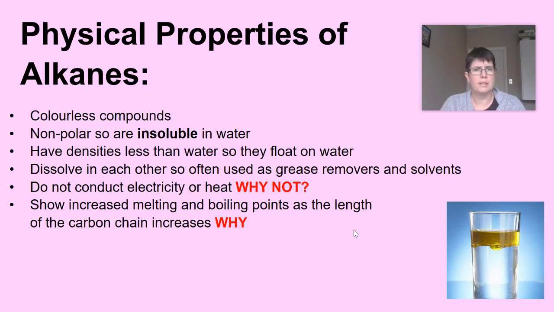So the physical properties of alkanes, they're colorless compounds. They are non-polar, so they are insoluble in water. They have densities less than water, so they float on water. If you have a look at the picture I put down here, which is a glass of water with the oil floating on top. The oil is a non-polar substance. It is an alkane, a mixture of alkanes, and it floats on the water because it's less dense. It doesn't mix with the water because it's insoluble in water. It's non-polar. They do dissolve in each other, so you can use oils and greases to remove other oils and greases, and they act as solvents.